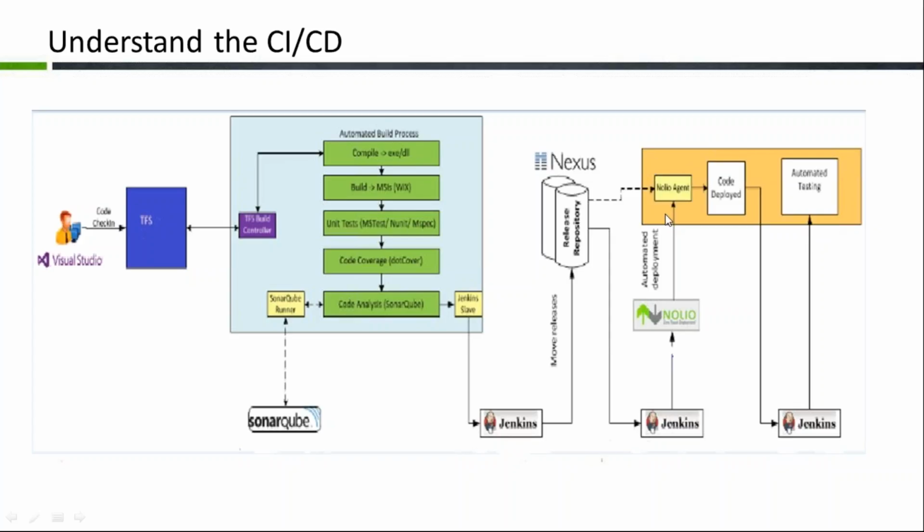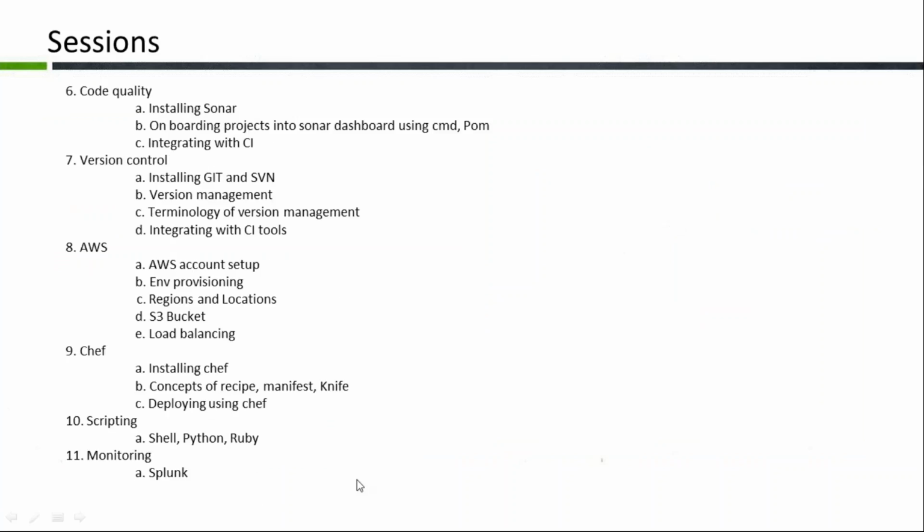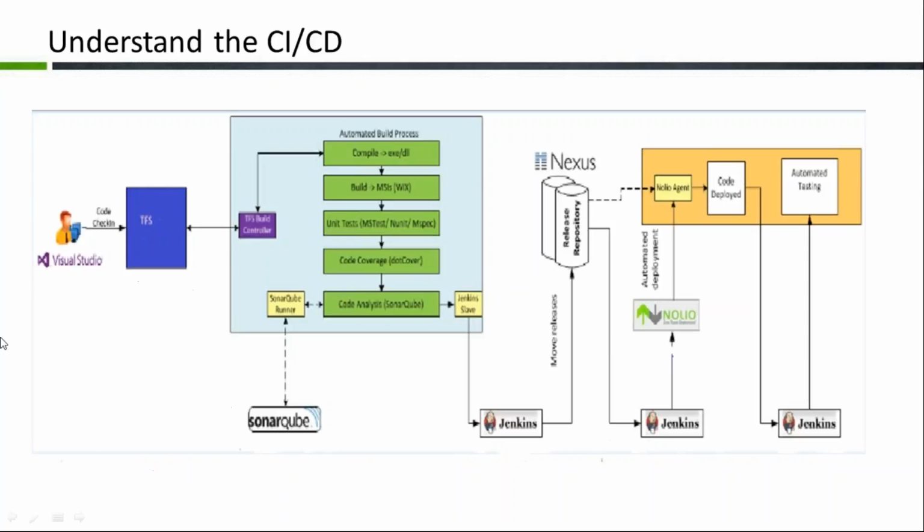Where are we going to deploy? After this, we are going to learn deployment tools like Chef. Using Chef, we'll learn the basics of Chef, and then once your artifact is here, how do we take it using Chef and deploy it in AWS. So you'll be able to automate everything.